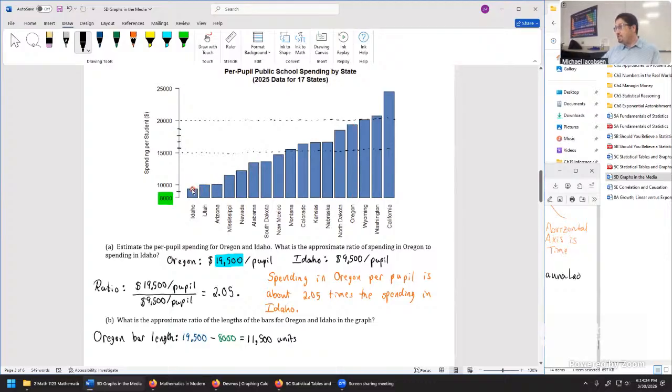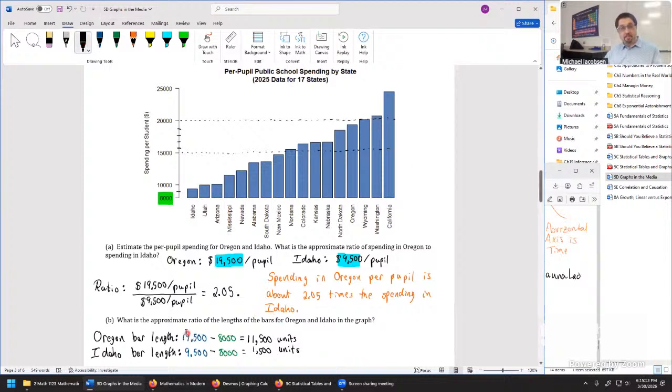Doing the same for Idaho, we estimated this one at 9,500. So we'll subtract 8,000 on that, and that's the approximate length of the Idaho bar. So let's complete the next line here. Idaho bar length is 9,500 minus 8,000 once again. So we get 1,500 units on this one.